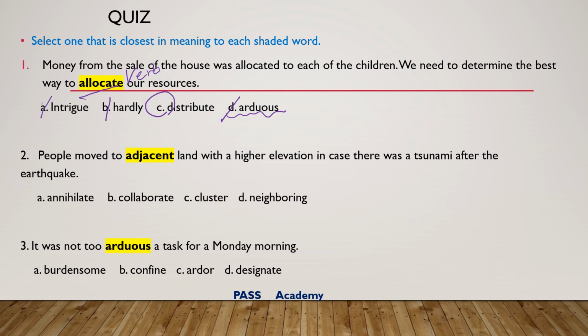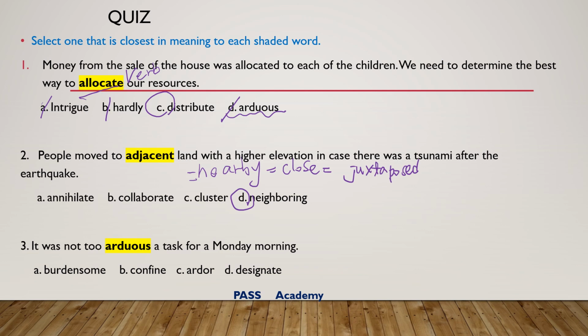Let's move on to question 2. People moved to adjacent land with a higher elevation, in case there was a tsunami after the earthquake. Adjacent. What was it? Nearby, close, juxtaposed, and then neighboring. Let's move on to the final question.